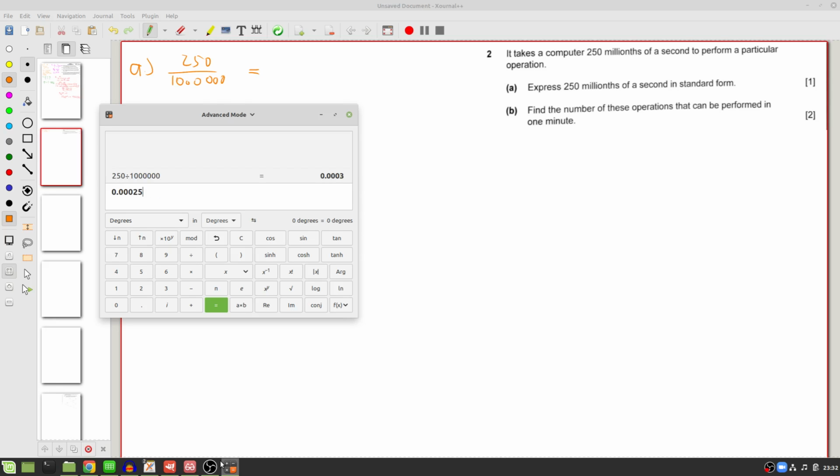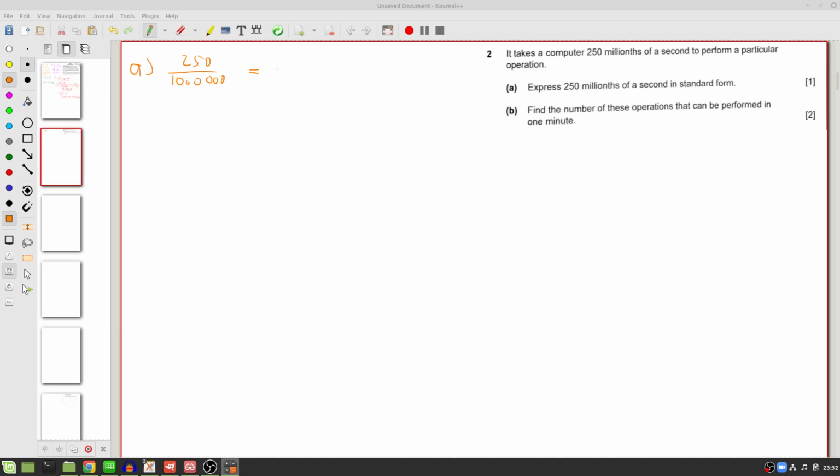And that is 0.00025. Okay. Now we need to express this in standard form.